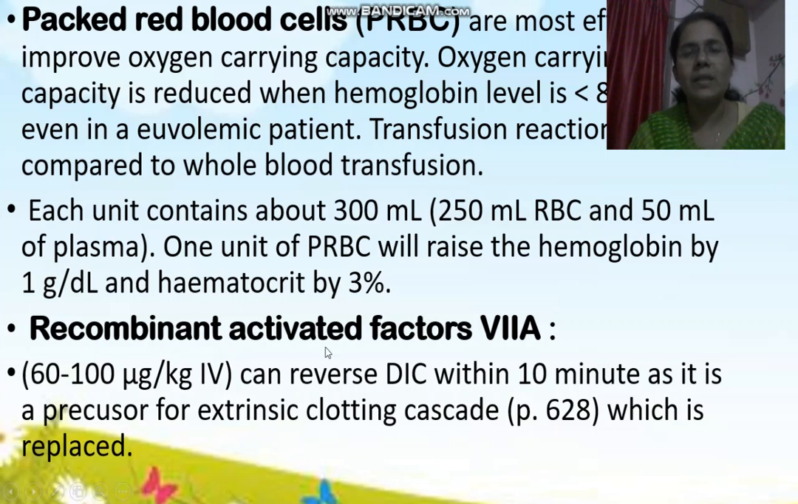Recombinant activated factor 7A, that is 60 to 100 mg per kg IV, can reverse DIC within 10 minutes, as it is a precursor for the extrinsic clotting cascade, which is replaced.